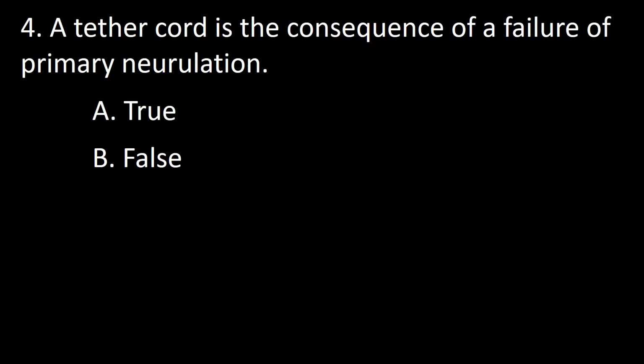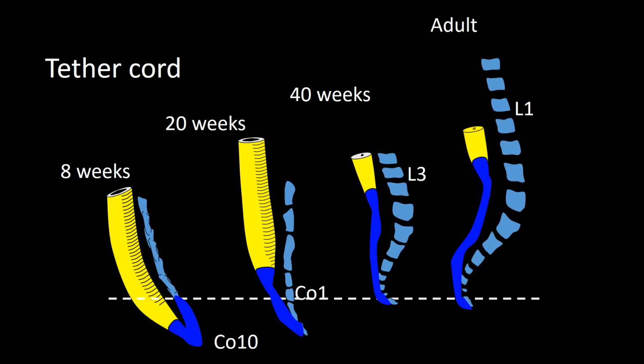Next question. A tethered cord is the consequence of a failure of primary neurulation. A, true. B, false. This frame depicts one of the consequences of failure of secondary neurulation, implying a failure of the caudal eminence to undergo normal involution.